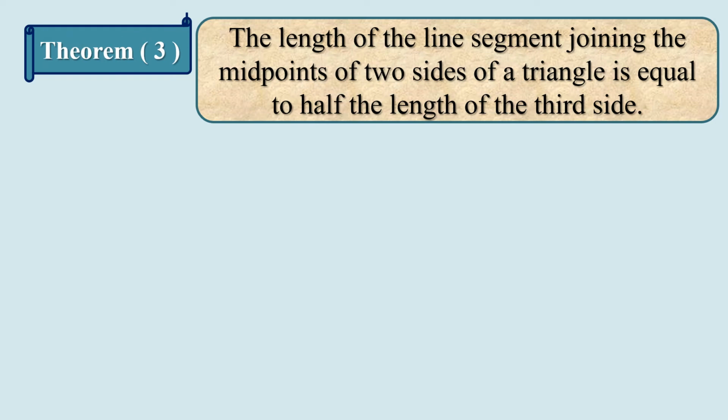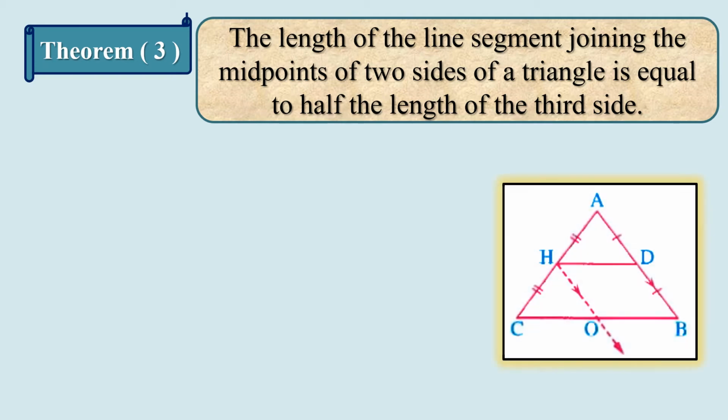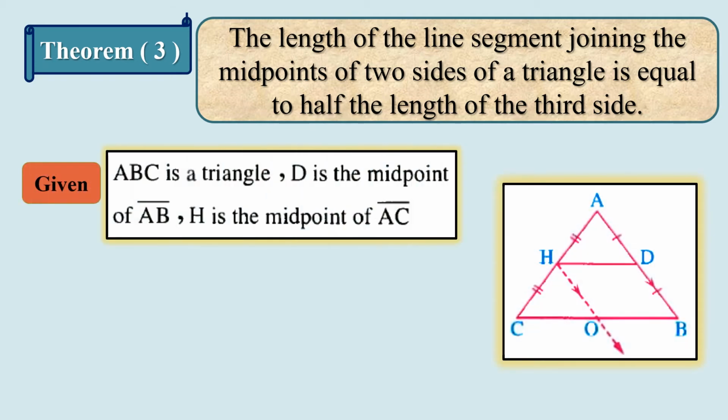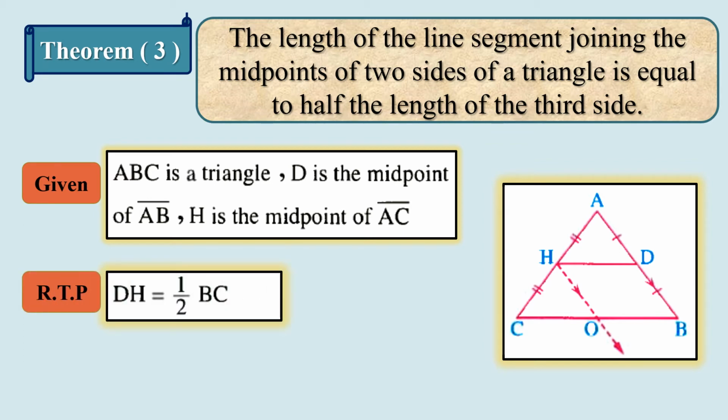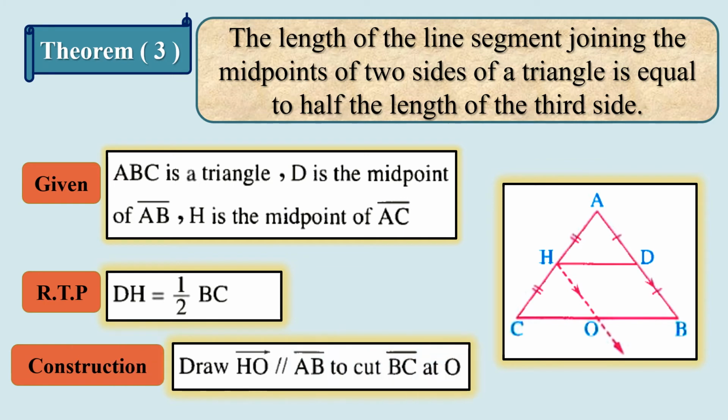Theorem 3. The length of the line segment joining the midpoints of two sides of a triangle is equal to half the length of the third side. Okay, given here ABC is a triangle, D is the midpoint of AB, H is the midpoint of AC. RTP: DH equals half BC. Okay, we will do construction.